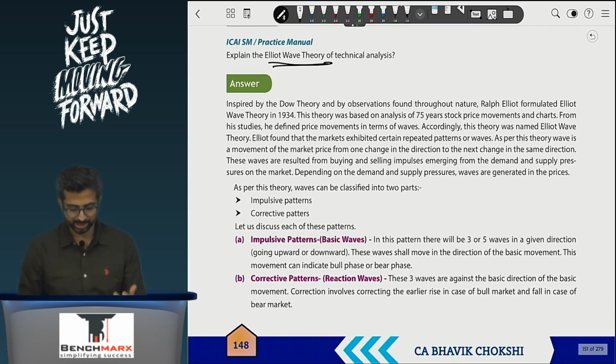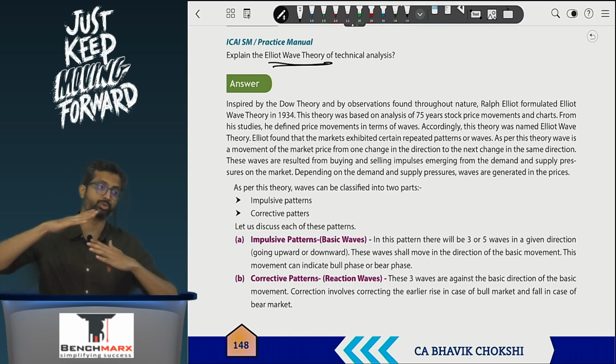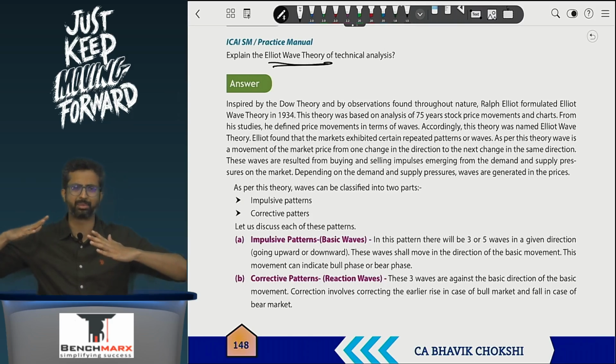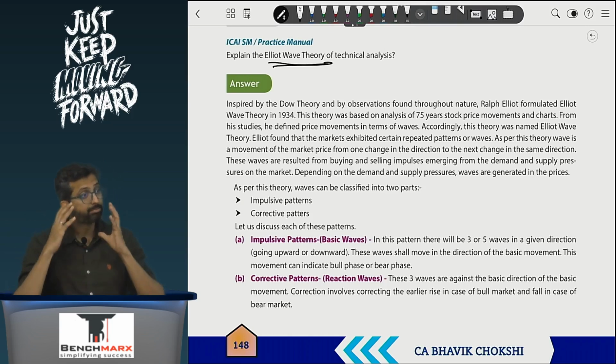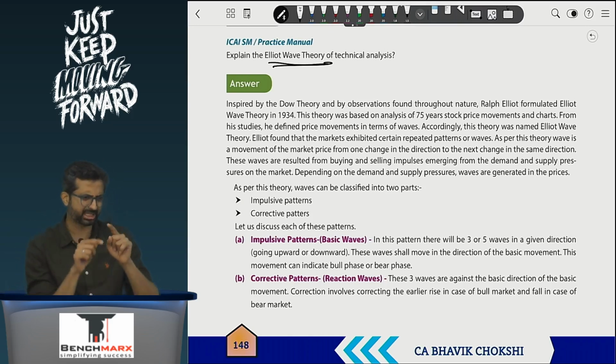that the movements are largely two types. One is impulsive pattern and one is corrective pattern. So impulsive pattern is like the primary movement. Remember in Dow Jones we said the primary movement, which is going up, that is that main core underlying pattern, whereas corrective patterns are the opposite of that.